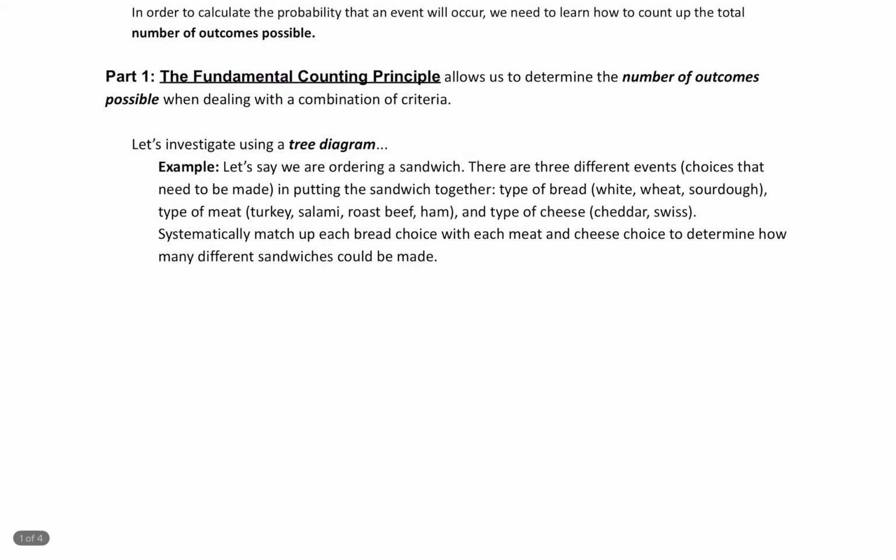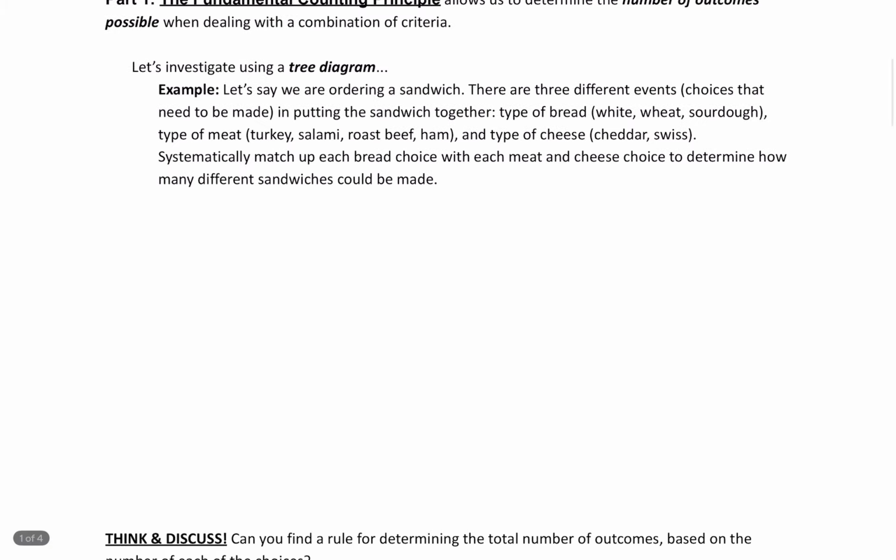So let's say we're ordering a sandwich and we've got 3 different events or choices that we need to make. We can choose the type of bread, whether that's white, wheat, or sourdough, the type of meat: turkey, salami, roast beef, or ham, and we can choose the type of cheese, either cheddar or Swiss. So we're supposed to systematically match up each bread choice with each meat choice to determine how many different sandwiches we can make. So let's start up here with the sandwiches.